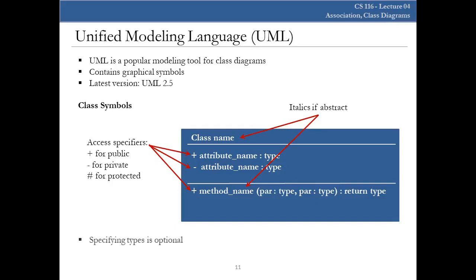And one more thing: we know that in Python it doesn't really matter what type you are returning, because it adjusts automatically the type of an operand. So specifying types is optional in UML diagrams. You can just write the access specifiers, the attribute names, the access specifier and the method name, and the parameters in the round parentheses.